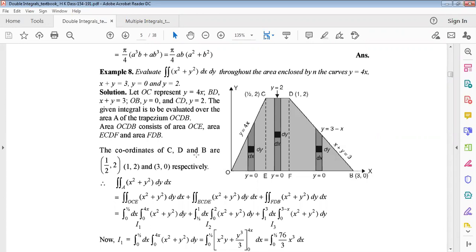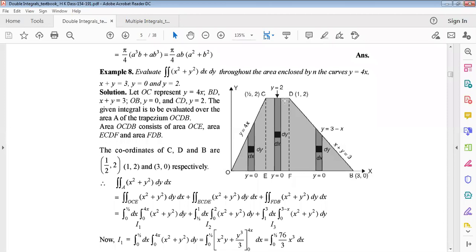Now the coordinates of C, D, B, let's see how they are found. C is the intersection point of the straight lines y equals 4x and y equals 2. If we put y equals 2, then x equals half. This is why the coordinates are half comma 2.